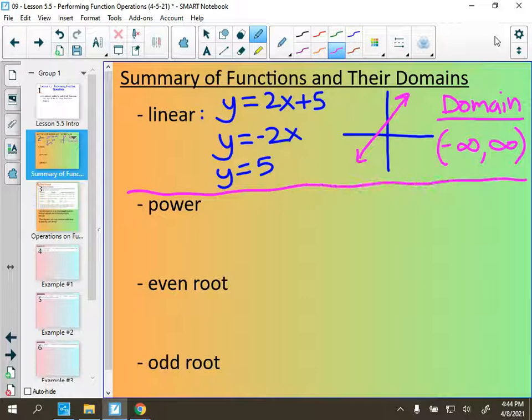Let's move on to power functions. Let's try to section this off, keep it somewhat followable here. So power functions are anything that involves an exponent that's a whole number. So a positive whole, nice counting number, other than 1 and other than 0. So let's keep it simple, 2x squared.